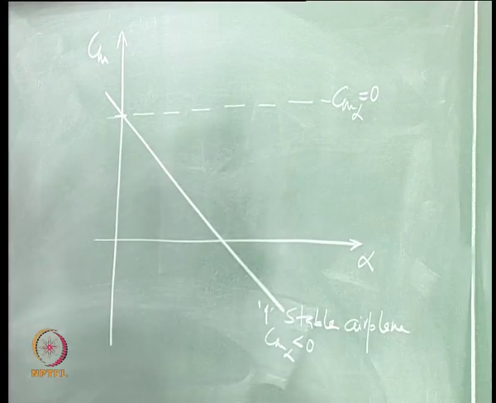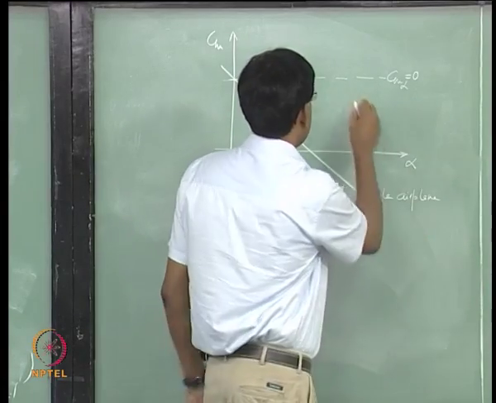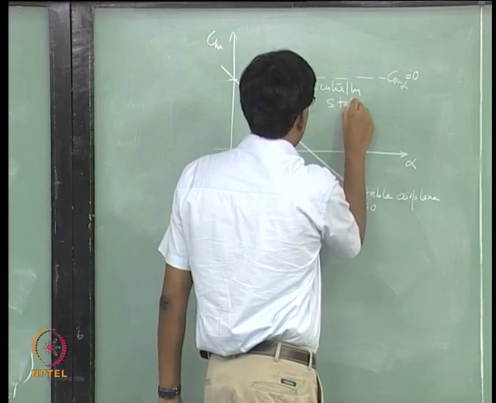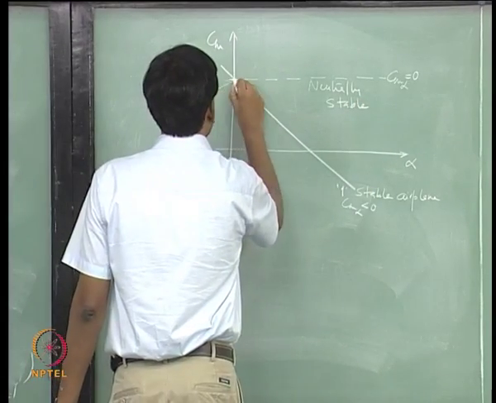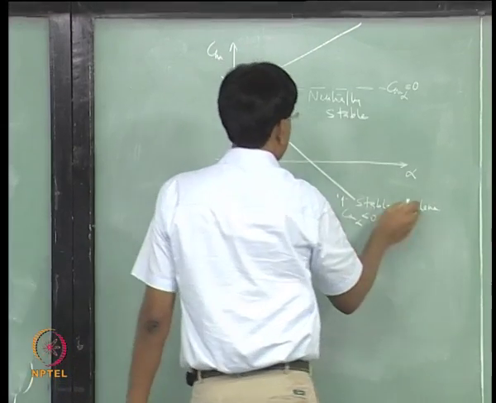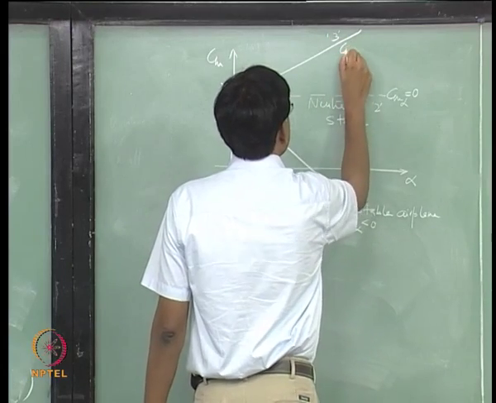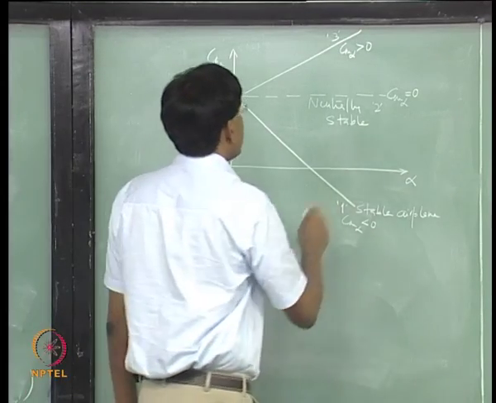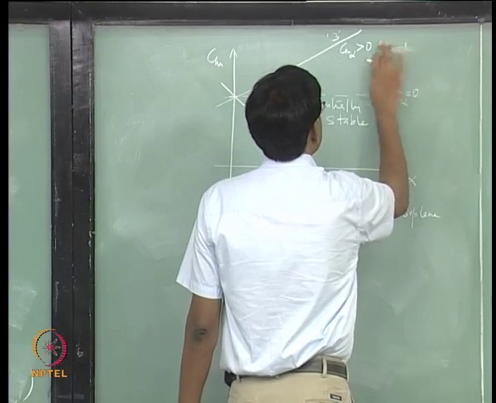The aircraft having dCm over d alpha equal to 0 is a neutrally stable aircraft, and this aircraft 3 is having a positive Cm alpha slope, and therefore, we say that it is a statically unstable airplane.